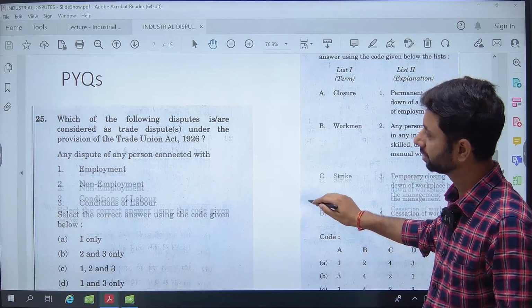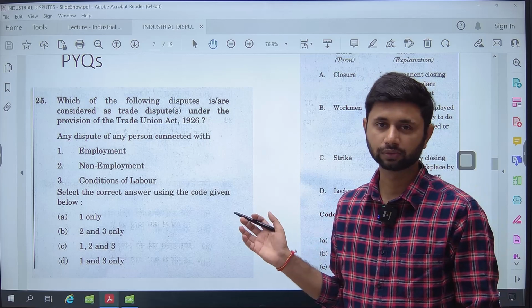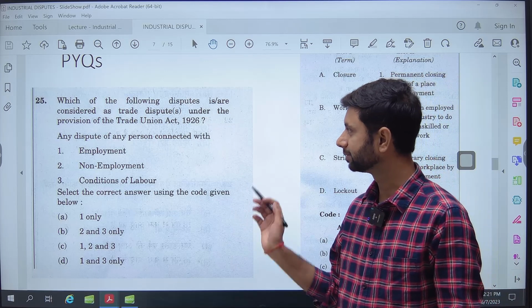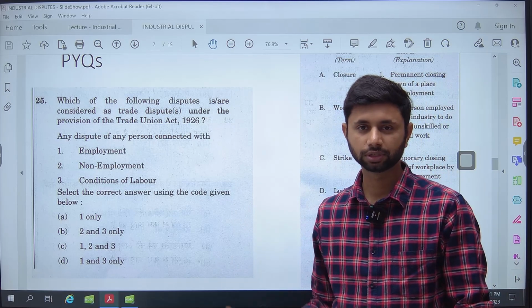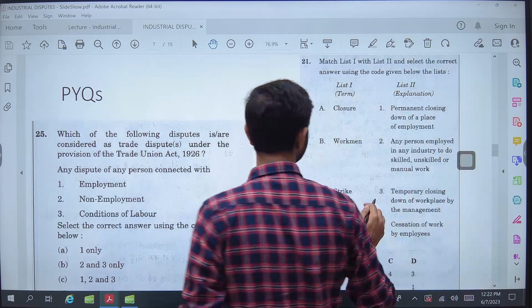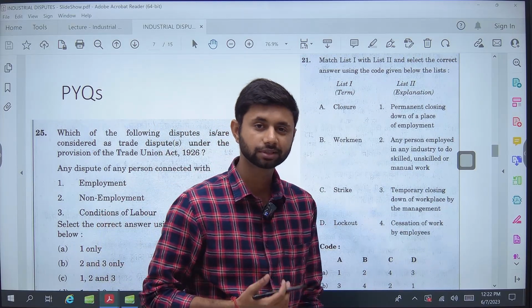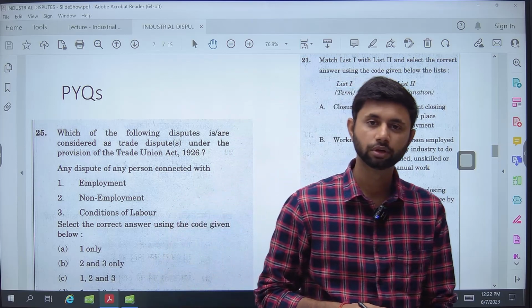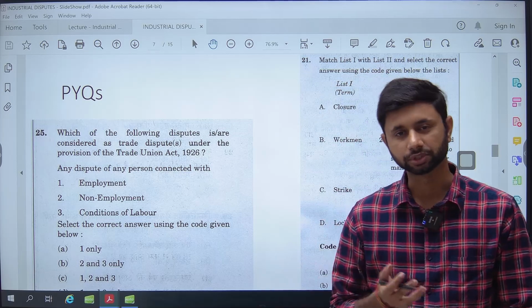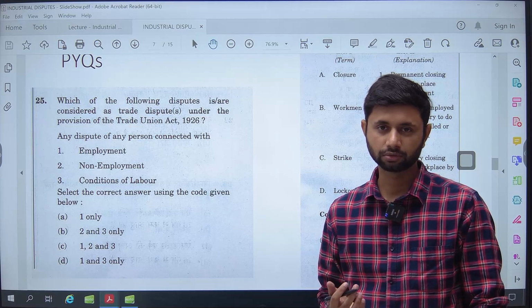See, basic PYQs are coming. If you understand the basic definitions, you'll be able to solve them. Okay? See these PYQs: which of the following disputes is considered a trade dispute under the Trade Union Act? See, it's a basic definition that they are asking. Similarly, based on what is strike, what is lockout, basic concepts. They're not going very deep into industrial relations. They're only touching the concepts superficially. So understand these concepts, understand these basics, and you will be able to counter any type of question.